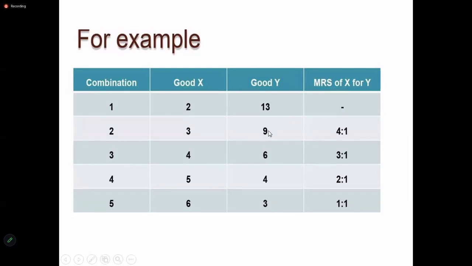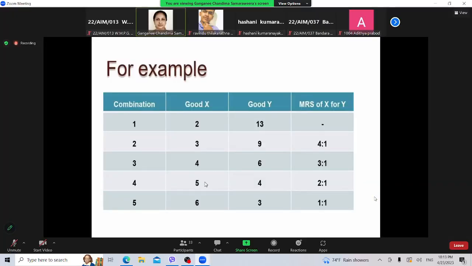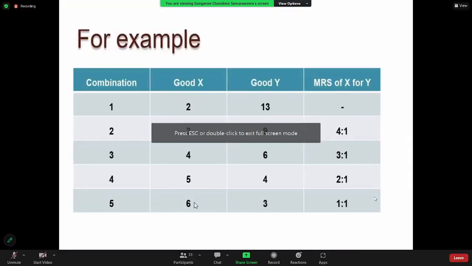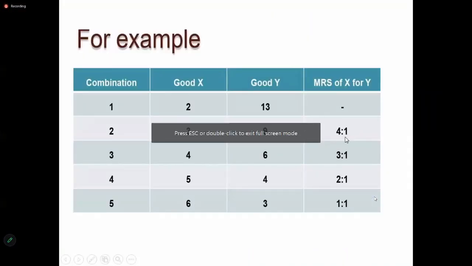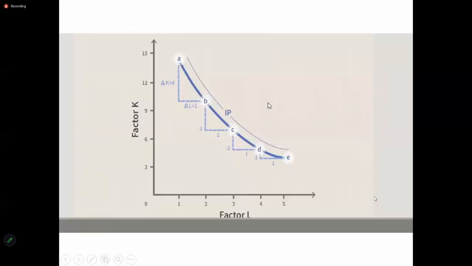4 units of y are sacrificed to get 1 unit of x. Here, 3 units of y are sacrificed to get 1 unit of x, because it is x for y. Here, 2 units of y are sacrificed to get 1 unit of x. Here, 1 unit of good y is sacrificed to get 1 unit of x. So I think you all remember how to get MRS. These are the ways of calculating, and you can show it graphically and prepare the graph.